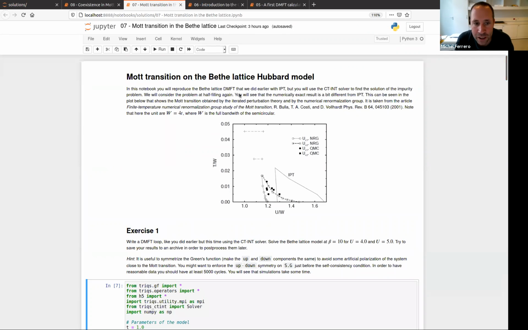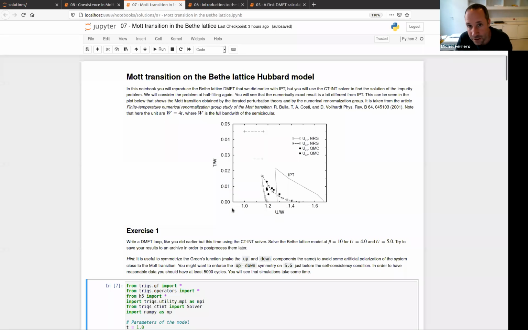we can go back to the Mott transition and see, is there a difference between the solution we get using an exact solver and using, for example, the IPT solver? And this has been done before, and I'll give you an example here from a publication where you have a description of the Mott transition.